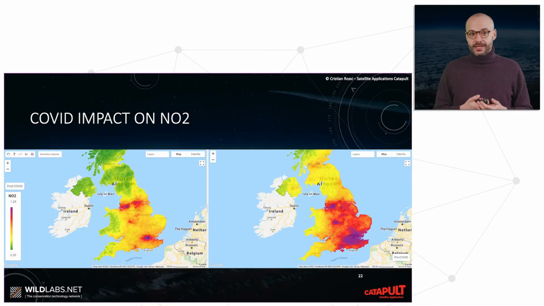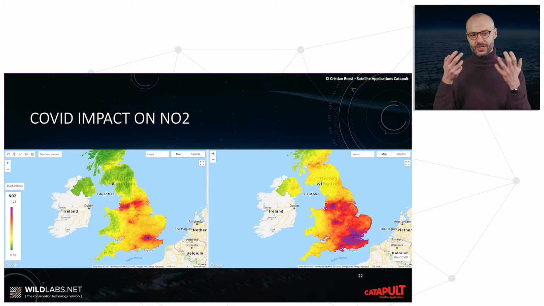We can see actually these and the impact that COVID had on NO2 again. So we see an example here over the United Kingdom, where during COVID time, the lockdown period in 2020, we had this level of NO2, while for the pre-COVID period, on the right, we have a much higher level of pollution.